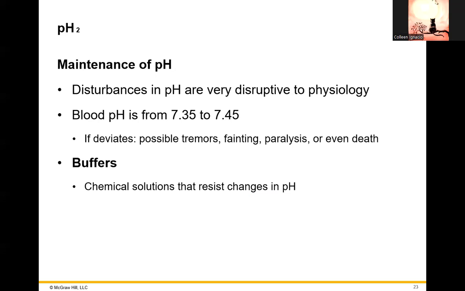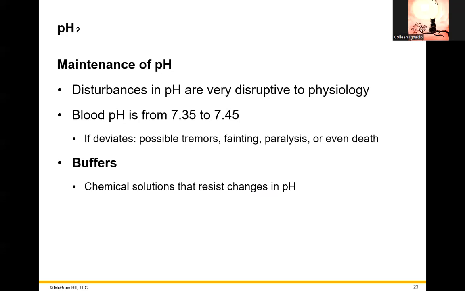Okay, so when we think about pH disturbances, they are very disruptive to the physiology or the functions of our organs. So if a human's blood becomes very acidic, that is a problem. If it becomes very basic, that is a problem. So what kind of symptoms would a patient exhibit if their blood pH is not within normal range? Well, they may have tremors, fainting, paralysis, or even death.